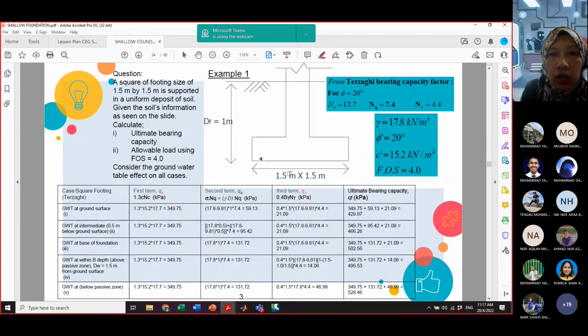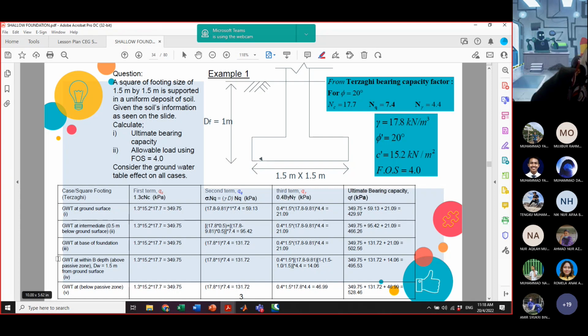Mula-mula you kena tahu maklumat soil profile ataupun soil parameters. So dia bagi maklumat kat sini. Gamma sama dengan 17.8. Kemudian phi sama dengan 20. C prime sama dengan 15.2. FOS is 4. Kemudian kalau you tengok daripada bearing capacity factor from the table, so Nc for phi 20 degree, Nc sama dengan 17.7, Nq sama dengan 7.4, and N gamma sama dengan 4.4.